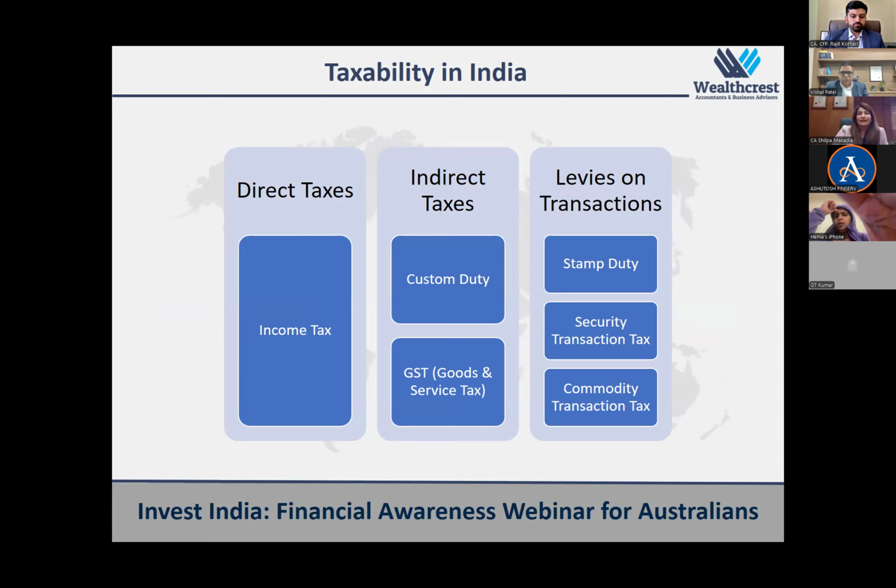Right now, there is a hot topic going on with India and US tariffs and all. But rest assured that India and Australia have favorable tariff rates. So we don't have to worry about that. Then there are levies on transactions, like stamp duty, securities transaction tax, and commodity transaction tax. These are just for your understanding of what taxes you would be paying in India. But all these are not applicable upfront, they are transaction based only.